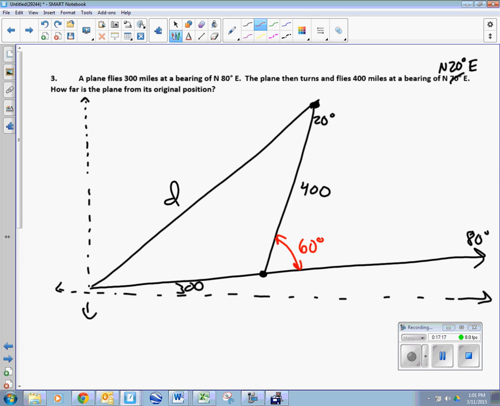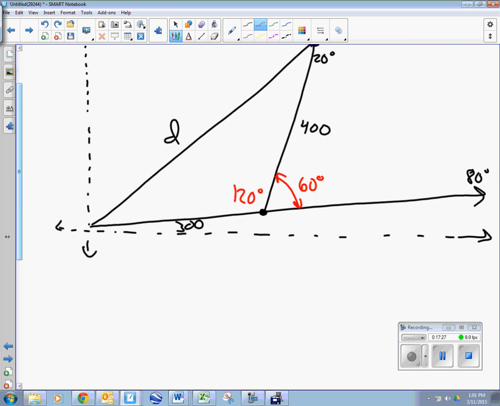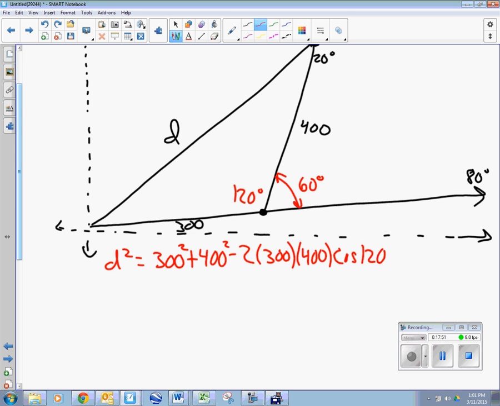If you know that 60, can you find your other angle? What is it? 120. Now you've got what kind of triangle? Side, angle, side. If you have a side, angle, side, which one do you use? Law of cosines to find the opposite side. D squared is equal to 300 squared plus 400 squared minus 2 times 300 times 400 times the cosine of 120 degrees.